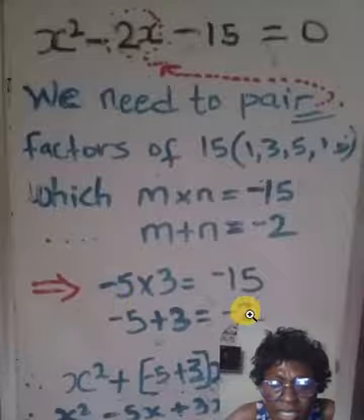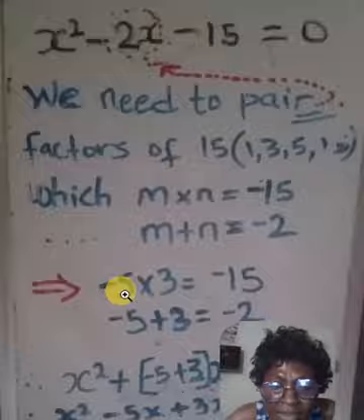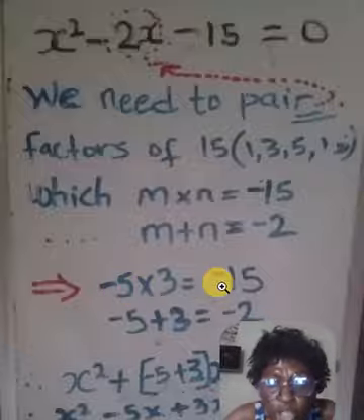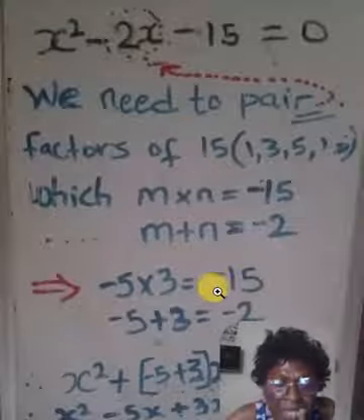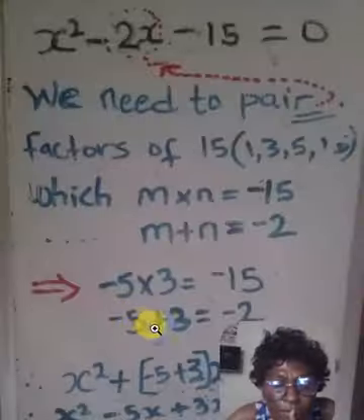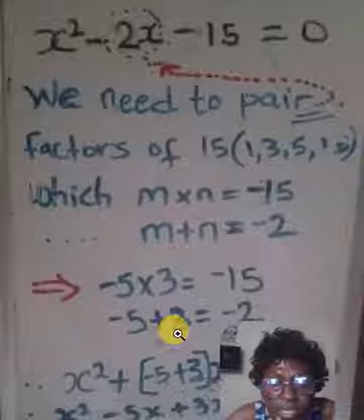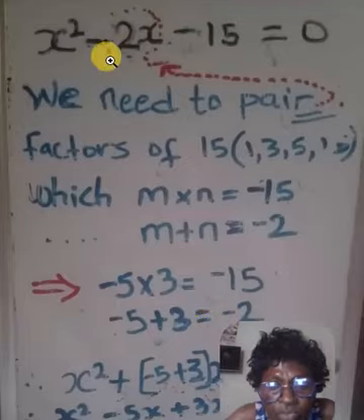Minus 5 multiplied by 3 will give us minus 15. Minus 5 plus 3 will give us minus 2. So as you can see, we get a minus 2 and we get a minus 15.